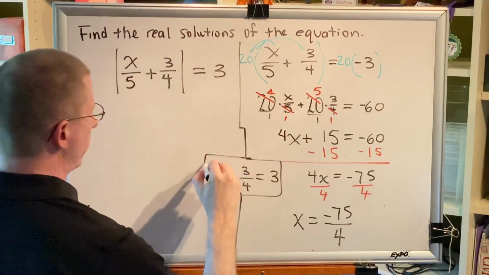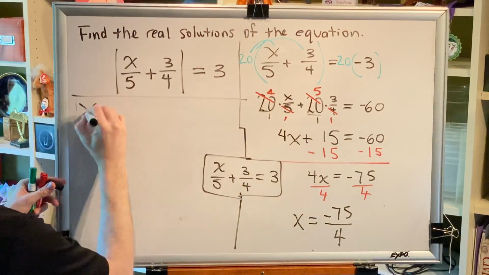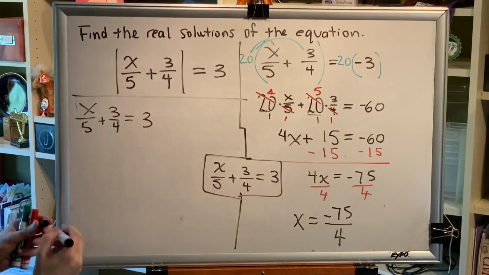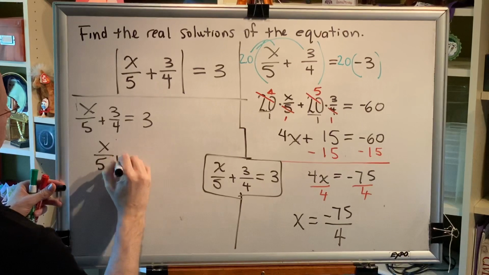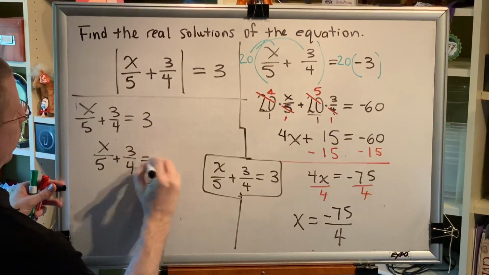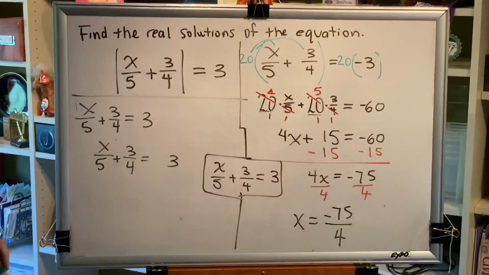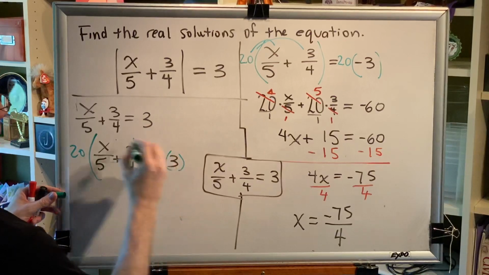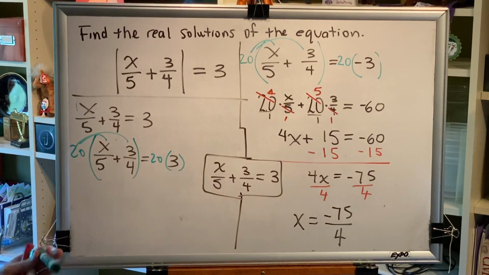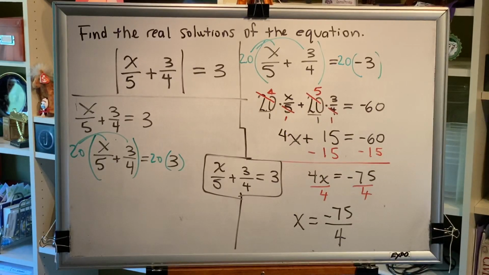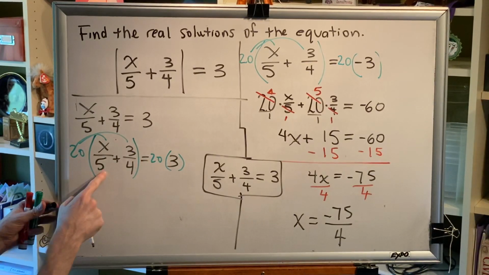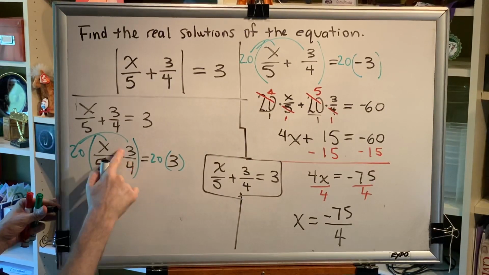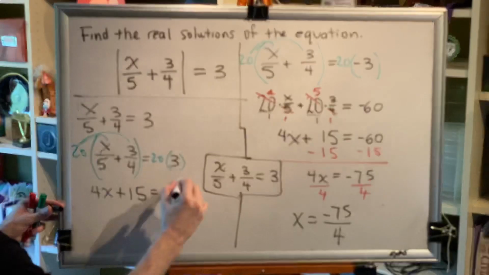All right, our other equation was x fifths plus 3/4 equals 3. We'll take a very similar approach. First, multiply both sides by 20. On the left, distribute. On the right, multiply. So let's do this the faster way. 20 divided by 5 is 4, times x is 4x, plus 20 divided by 4 is 5, times 3 is 15, equals 60.